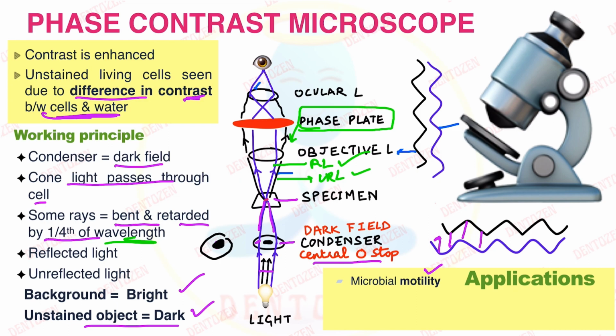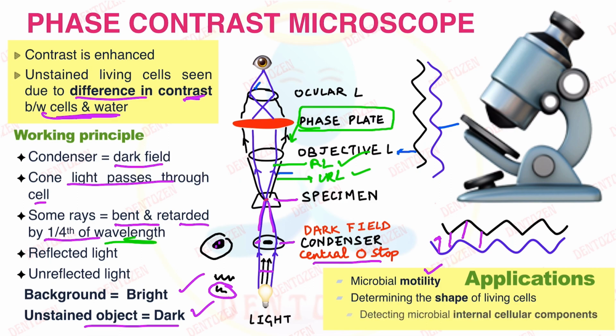Living bacteria can be seen as moving bacteria, and we can determine the shape of these living cells or bacteria, and also see the internal structures within these cells, as the contrast is enhanced, so we can see the internal cellular components of these microbes. So those are the applications of phase contrast.